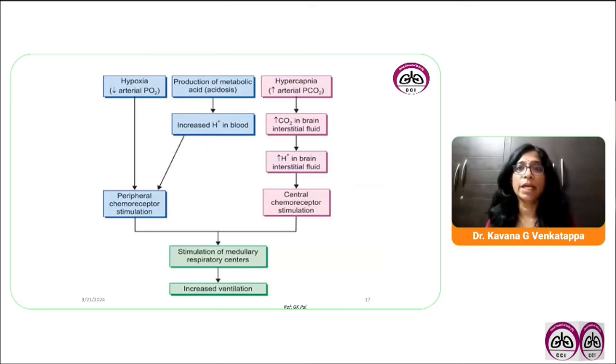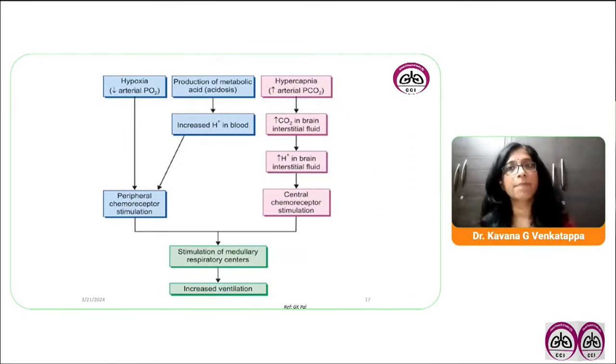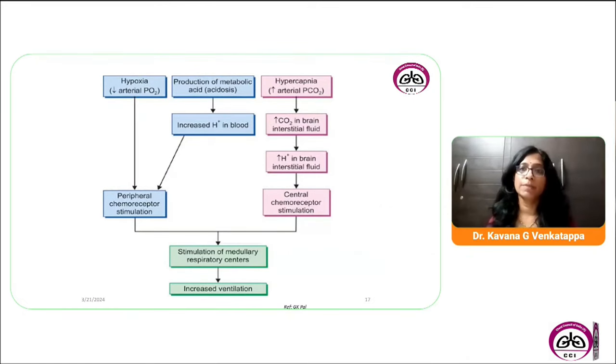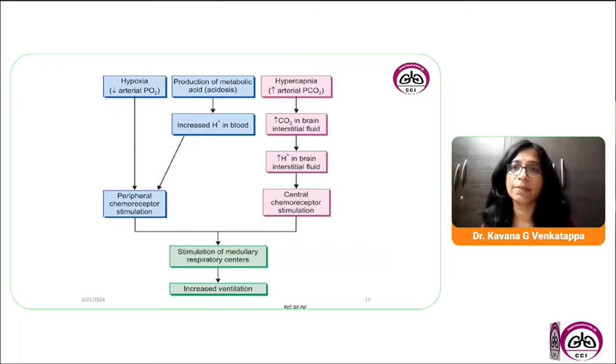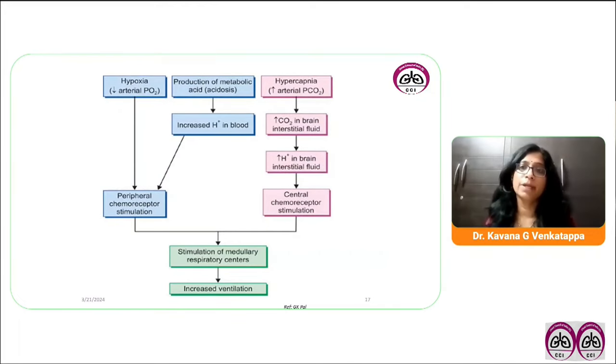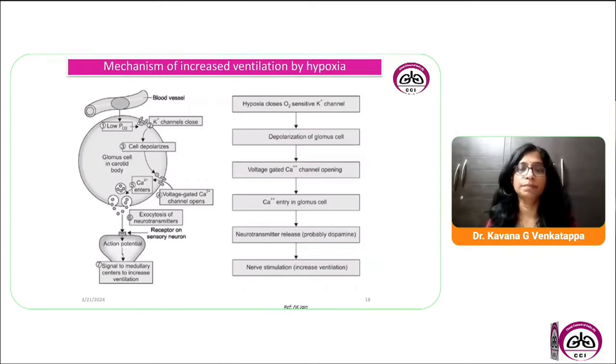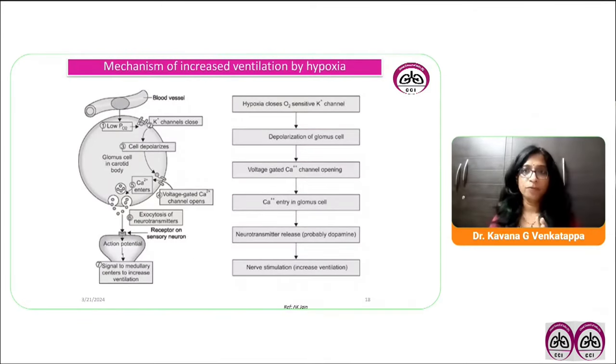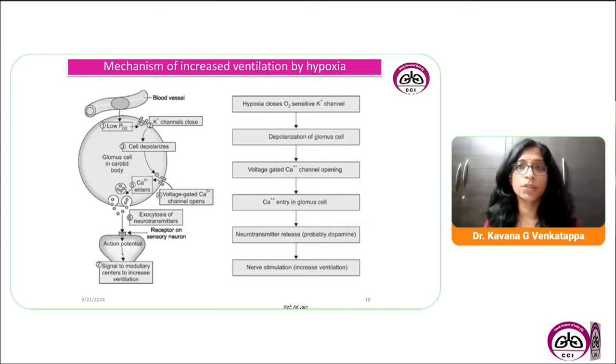When there is hypoxia or acidosis, it is the peripheral chemoreceptors which get stimulated. When there is hypercapnia, it is the central chemoreceptors which get stimulated, which sends the message to the medullary respiratory centers, thereby increasing the ventilation. This is one flowchart or image which shows how exactly ventilation increases when there is hypoxia.